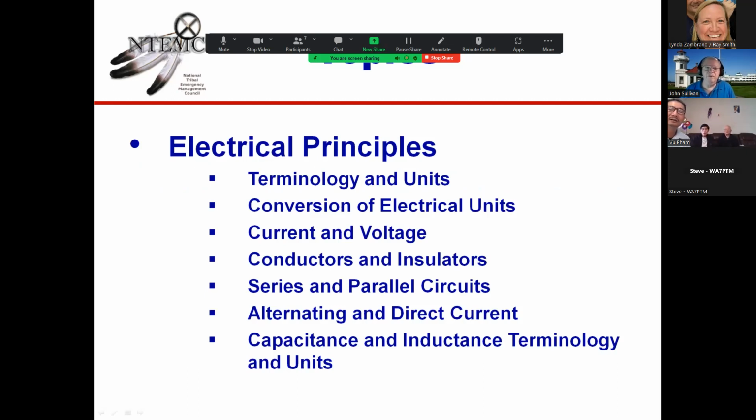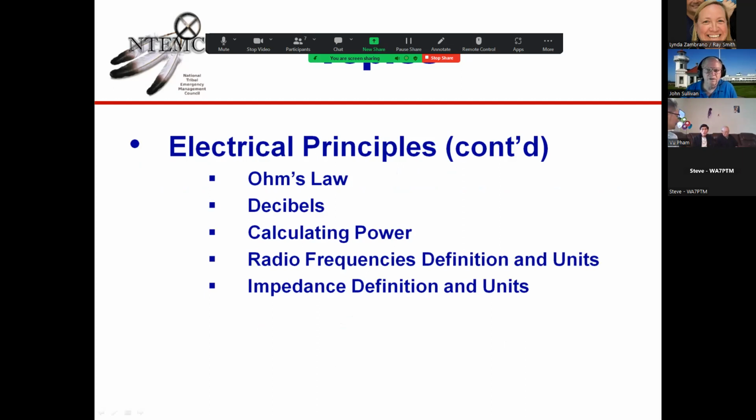So we're going to be covering a number of electrical principles, a lot of terminology and units, conversion of electrical units, current and voltage. These are all the subtopics: conductors and insulators, series and parallel circuits, alternating and direct current, capacitance and inductance terminology and units. Going to talk a lot about Ohm's law and decibels and calculating power, and some radio frequencies definitions and units, and impedance definition and units. So a number of new kinds of terminology or things that may be new to many of you. So just heads up on that.